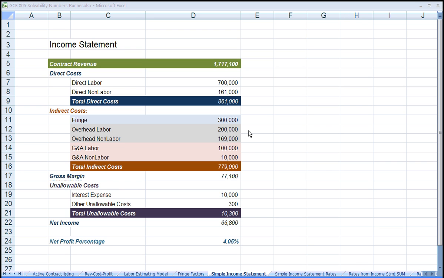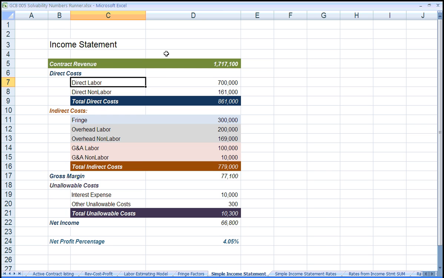What you're looking at now is a simple income statement for a government contractor. Each line on this income statement is a summary made up of the totals of individual general ledger accounts. Under the category of direct costs, we have direct labor and direct non-labor. In the detail of each line, we'd be able to see a list of general ledger accounts showing what contracts were charged and the type of cost. Within each general ledger account, we'd be able to see individual transactions and amounts.